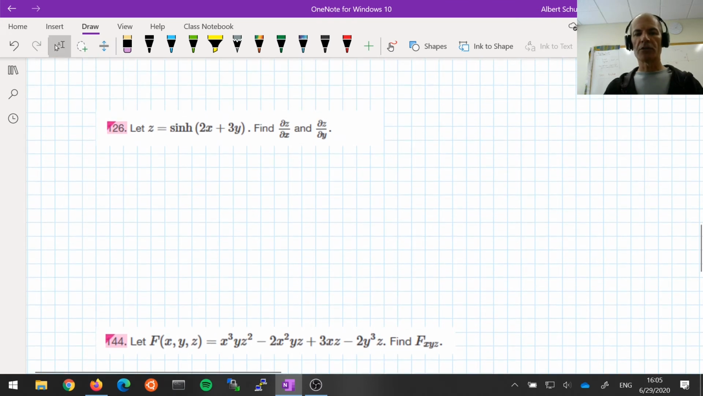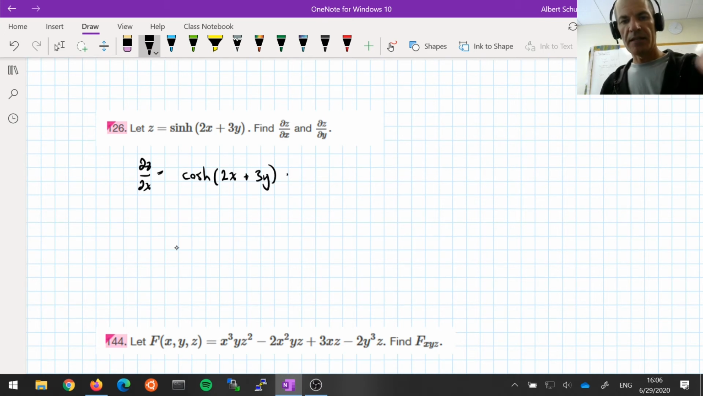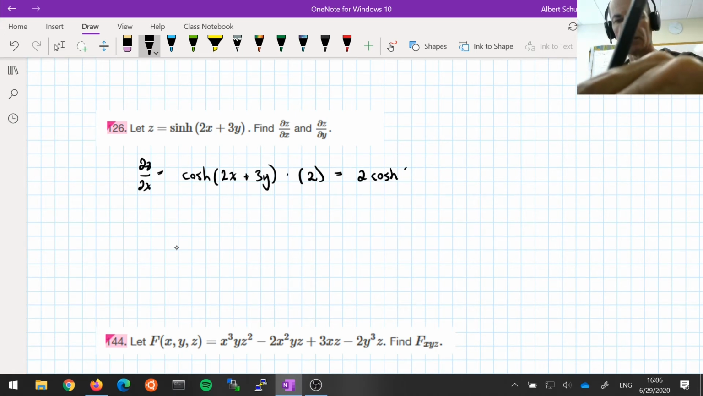Here's a little bit harder partial derivative problem where you're asked to invoke the chain rule. Still a function of two variables. We want to take the partial of z with respect to x and then with respect to y. The partial of z with respect to x is just the derivative of hyperbolic sine, which you may remember is the hyperbolic cosine, of 2x plus 3y. And then by the chain rule, the derivative of what's inside with respect to x is just 2, and we clean that up, and we get 2 times the hyperbolic cosine of 2x plus 3y.